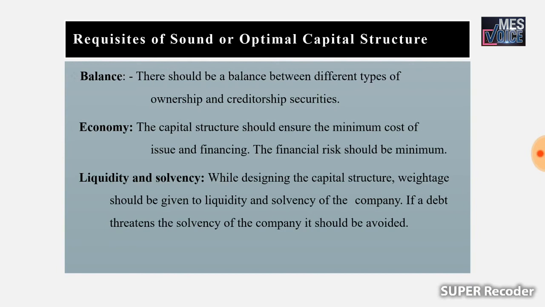There should be a balance between different types of ownership securities and creditorship securities. Another point is economy. They should ensure the minimum cost of issue and financing. That means financial risk should be the minimum. Another point is liquidity and solvency. While designing the capital structure, weightage should be given to liquidity and solvency of the company. For example, any debt that threatens the solvency of the company should be avoided.